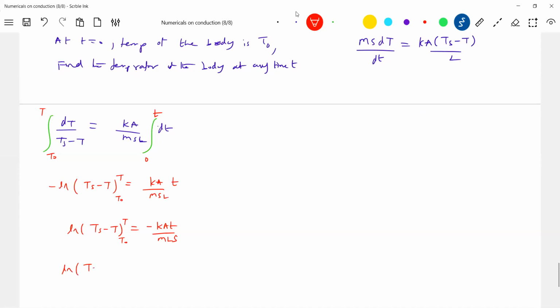Substituting limits, log of (Ts minus T) by (Ts minus T naught). This is everything, I'll write it as alpha. What is alpha? That is KA by MSL. That everything will become alpha. Let me send the log to that side.